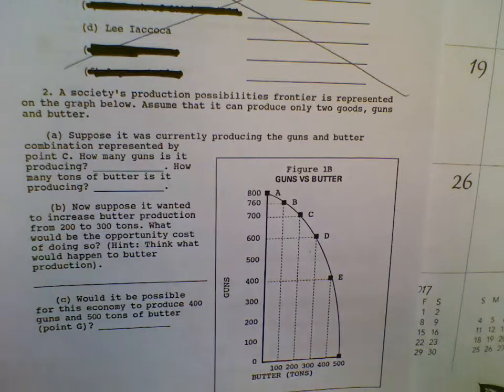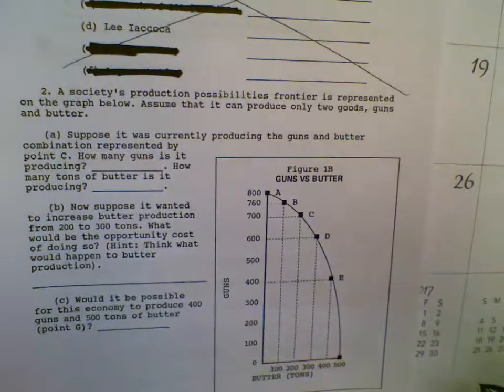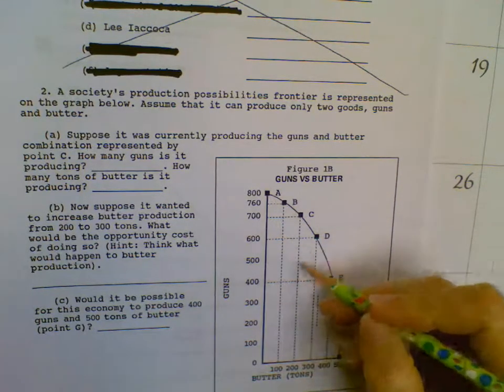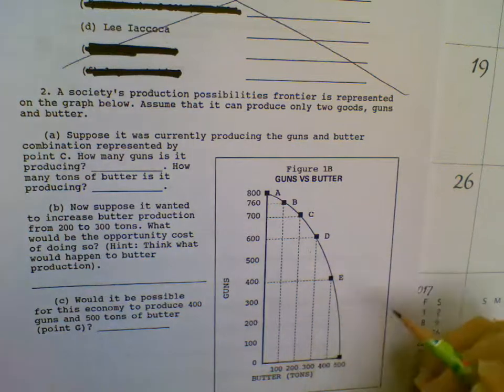But what you need to understand is that all the machines are being used, tools, anything, all the people are being used, and all our natural resources. There are no more available, which means we can't produce outside the curve. And inside the curve, these are all possibilities, but we are underutilizing our resources if we are operating inside.